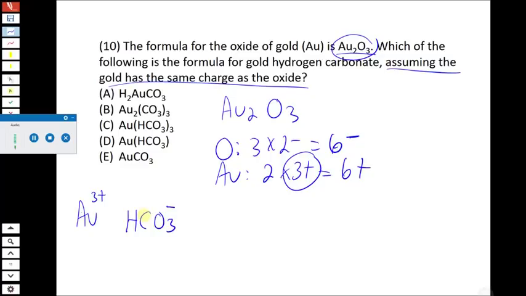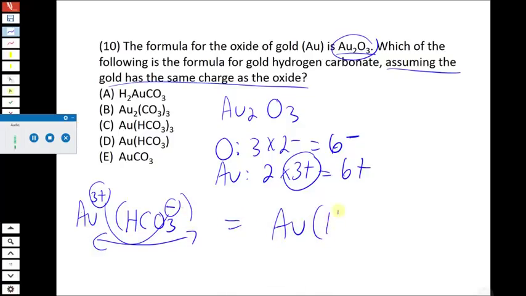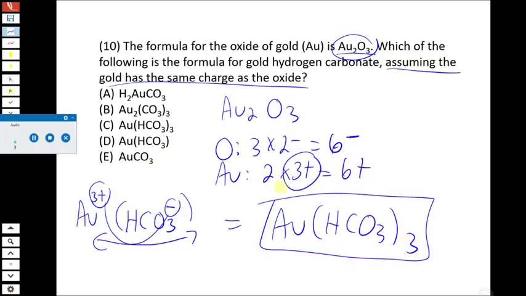So that's the cation and the anion. We just have to make sure that the two balance each other. Again, the simple way to do this is just to cross the charges and make them the subscripts. The 3 goes down here, the 1 goes down there, so the formula gives us 1 gold and 3 of the hydrogen carbonates to ensure that we balance the charge and have a net neutral compound. Okay? So that's going to be Au(HCO3)3, with the HCO3 taken 3 times. That'll be choice C here.